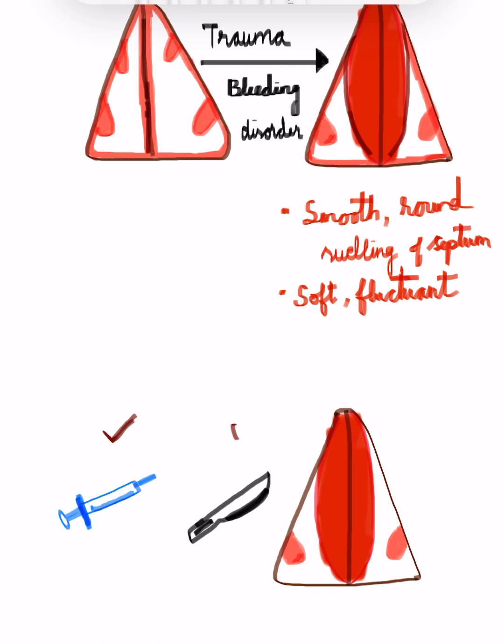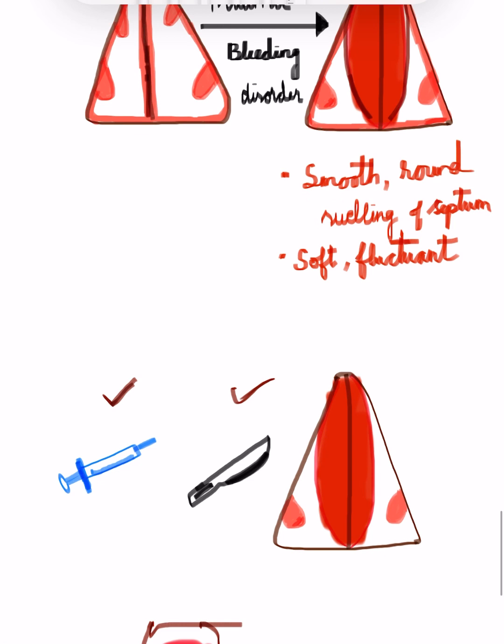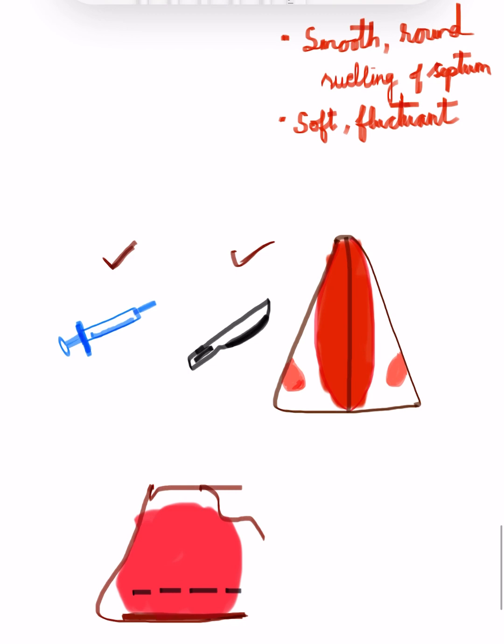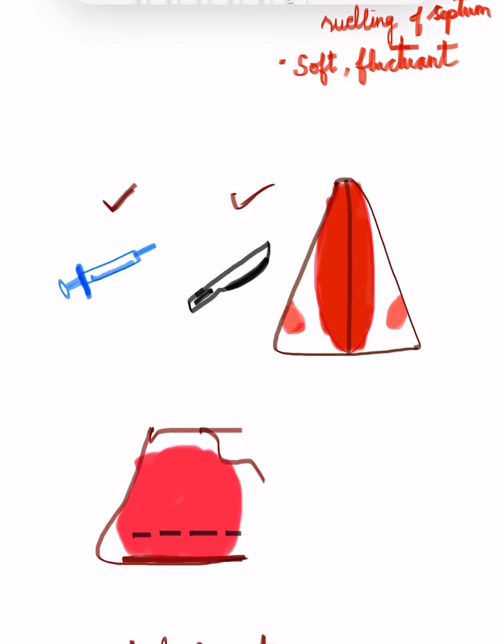we may use a needle and plan for incision and drainage to drain all the blood collected in the septum. The preferred incision site is along the floor of the nasal septum, a horizontal line drawn from anterior to posterior. This is the preferred incision to drain the septal hematoma. Along with drainage of the septal hematoma, we also give analgesics to relieve the pain and antibiotics to prevent further septal abscess formation.